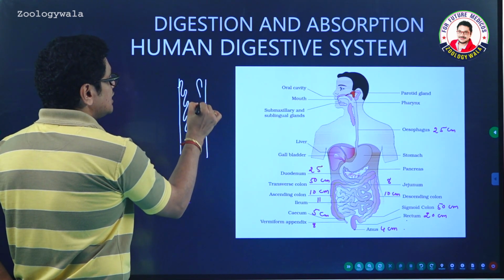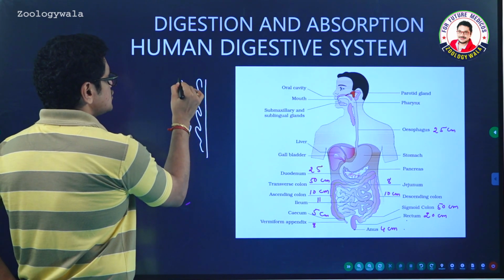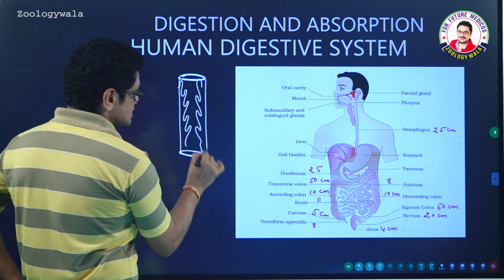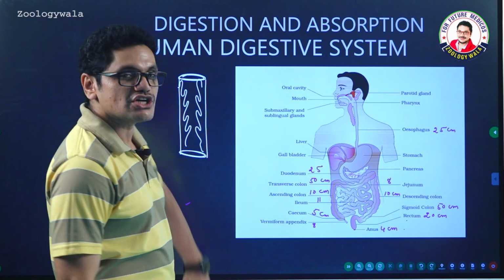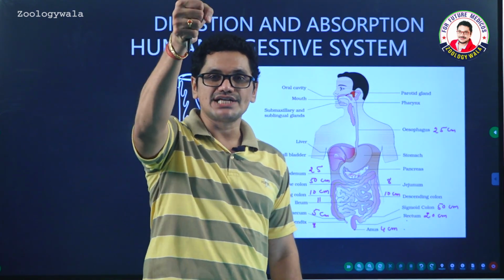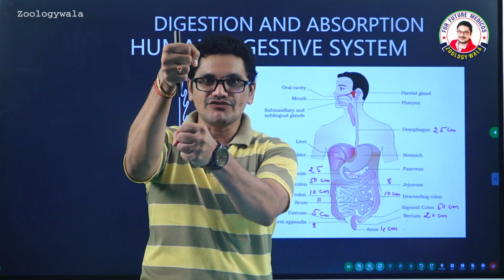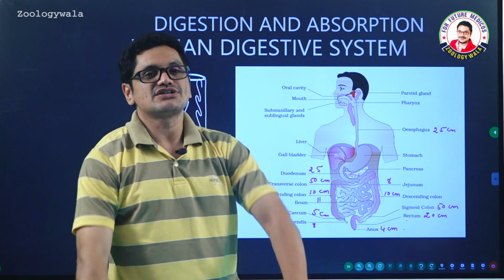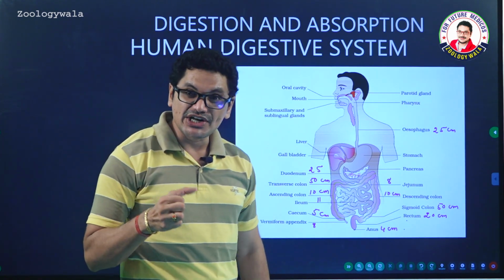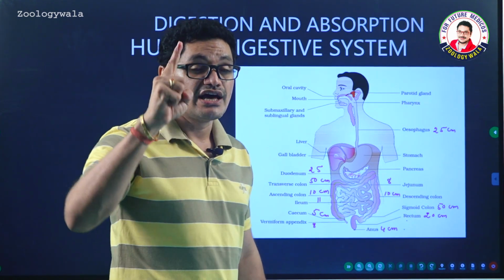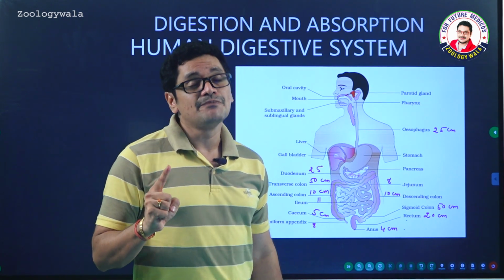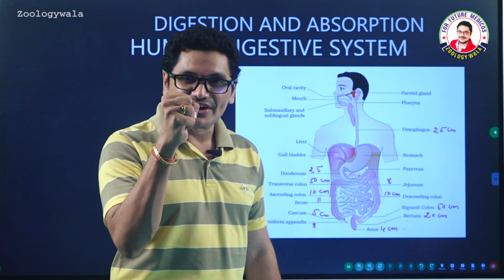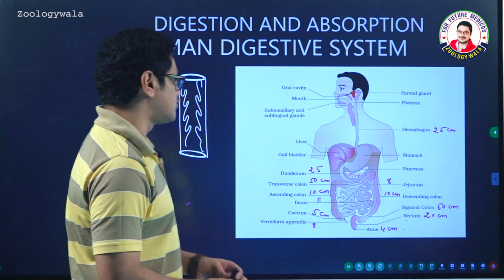I mentioned in the previous classes also, there is a sphincter present here and a sphincter present here also. The beginning portion of the esophagus contains the upper esophageal sphincter and the lower portion contains the lower esophageal sphincter. Two types of sphincters are present, and the function of a sphincter is always, remember my dear friends, whenever you come across the word sphincter, it is always regulating the passage of the food material.